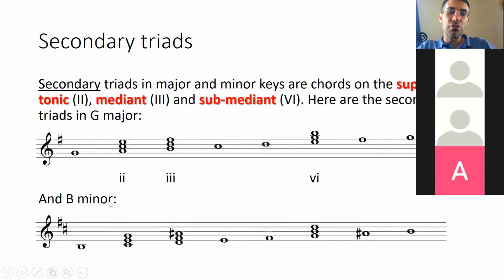Okay, the same is true in the minor keys. Here's B minor, 2, 3, 6. Okay, secondary triads 2, 3, and 6. So primary triads are 1, 4, 5. Secondary triads are 2, 3, 6. Okay.